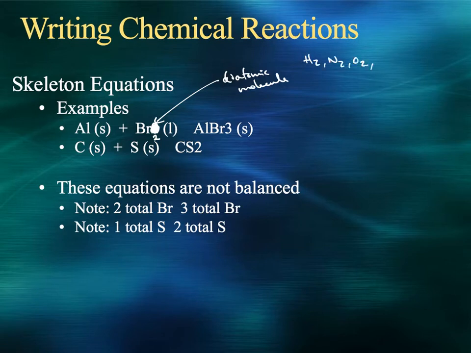H2, N2, O2, F2, Cl2, Br2, and I2. Don't forget that. Okay, those are diatomics. Whenever it says liquid bromine, it's not talking about simply just Br. It is bromine bonded to itself, Br2. Okay, that's the liquid there.